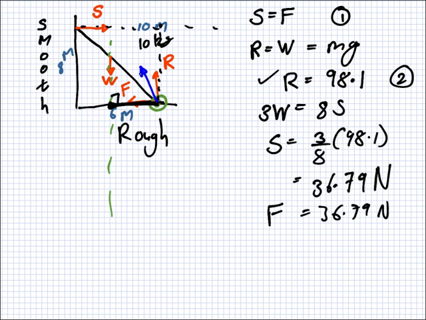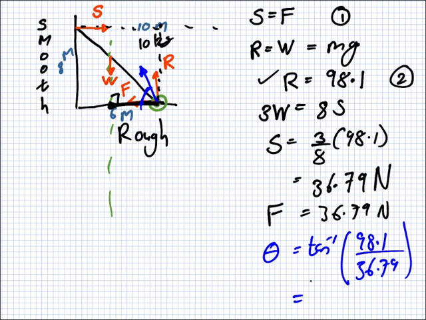So theta would equal tan inverse of R over F. What's that? It should be pretty steep, like 70, 80 degrees. 69.44 degrees.